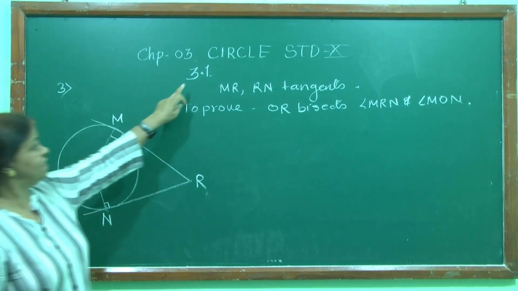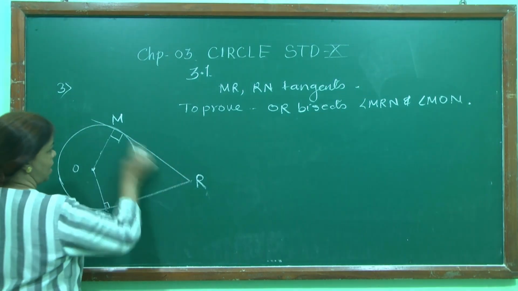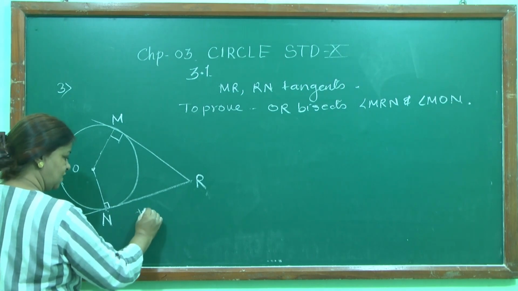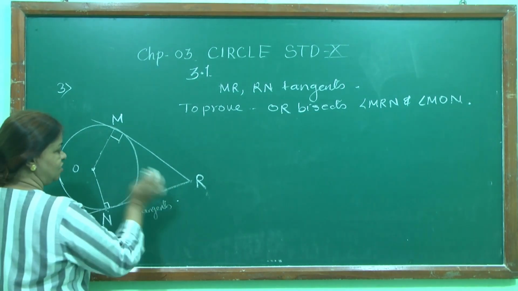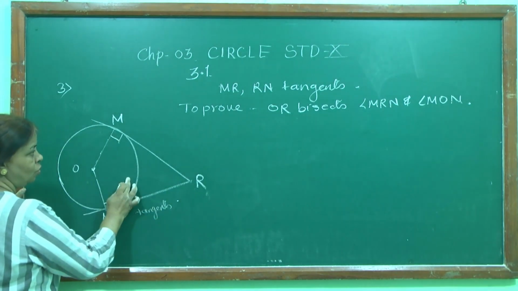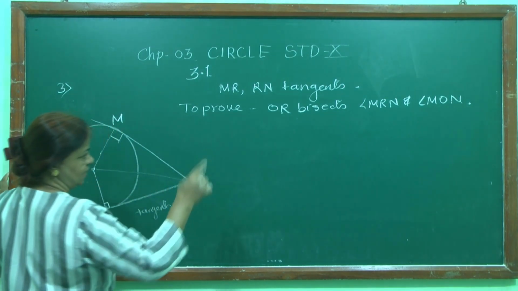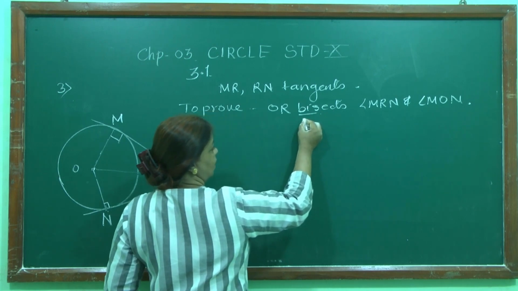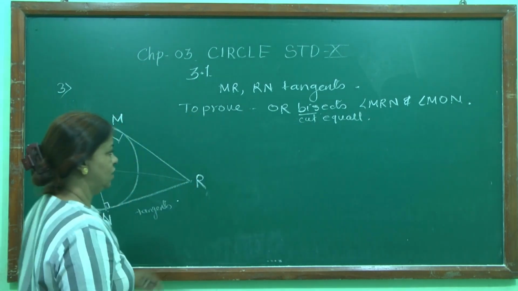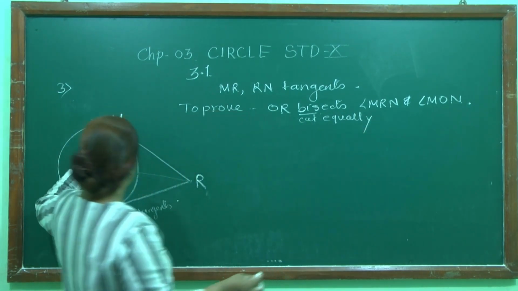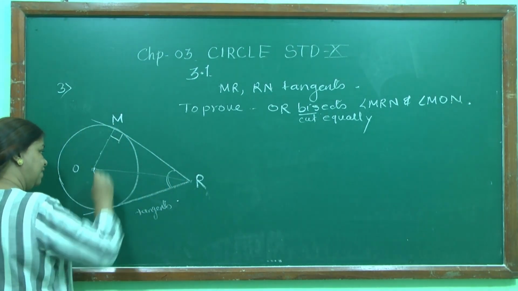Question number 3 of exercise 3.1. This is the figure. O is the center of the circle. RM and RN are two tangents. They are given that they are tangents, RM and RN, and we want to prove that OR bisects. Bisects means cut equally. Equally what? MRN, this angle. And MON, this angle.